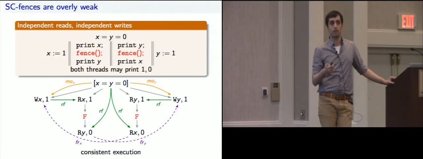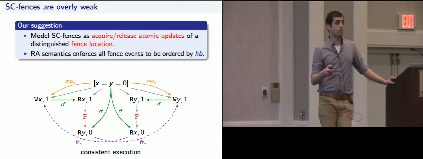Actually, even with the strengthening suggested in the previous talk, this execution is consistent. So somehow SC fences don't fulfill their job. What we suggest is to have a stronger model for SC fences, using something that already exists in C11 without defining new relations and new requirements. Model SC fences as if they were just acquire-release atomic updates of some distinguished location that we call the fence location, that is nowhere accessed in any other places.